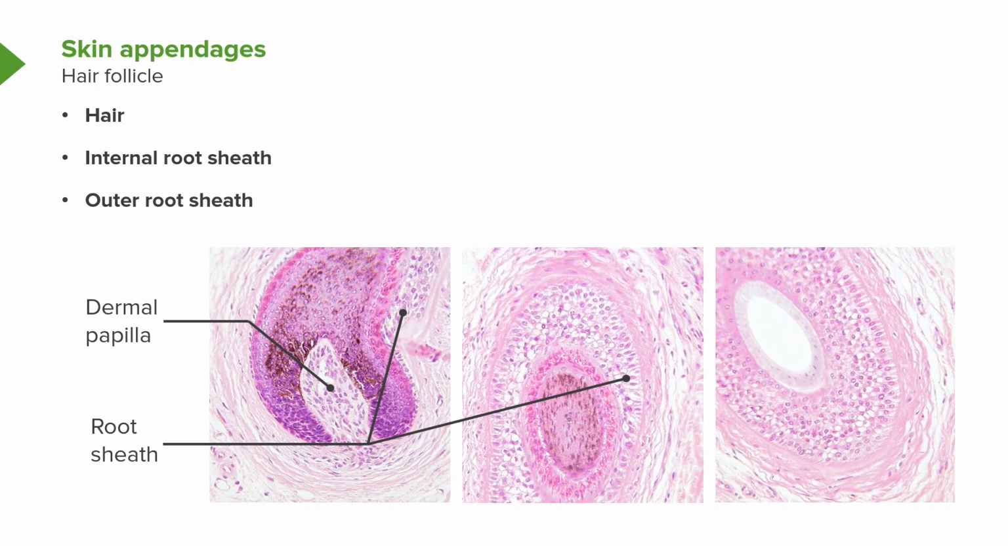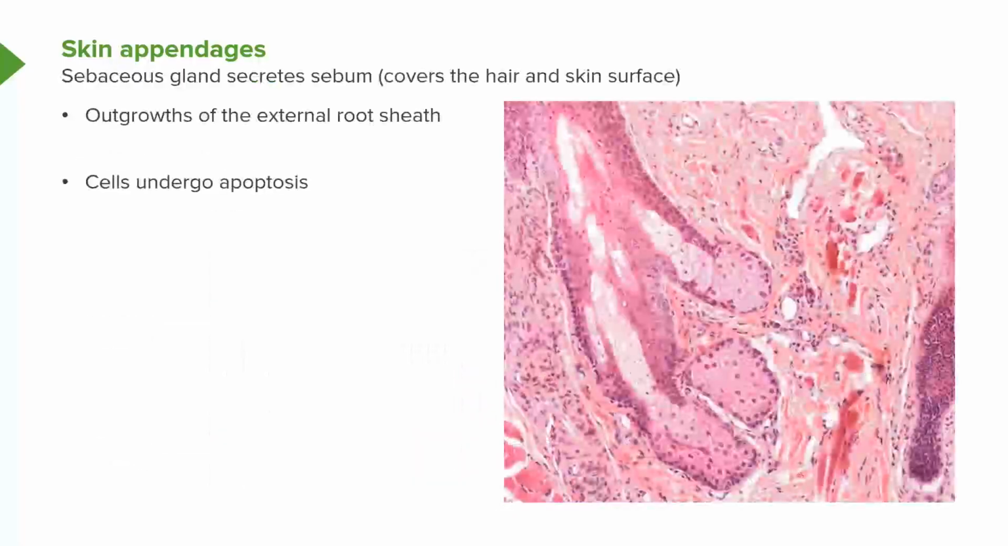Associated with each of these hair follicles, though, are sebaceous glands that I'd like to describe here. Sebaceous glands secrete sebum or oil. It keeps our hair oily and it keeps the surface of our skin oily. And again, these sebaceous glands are formed by downgrowth of epidermis, by downgrowth of the external root sheath that I mentioned earlier.